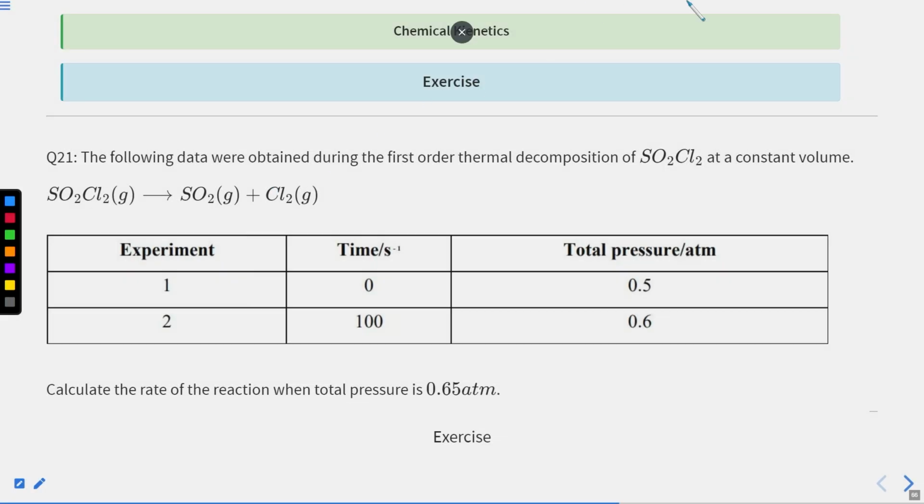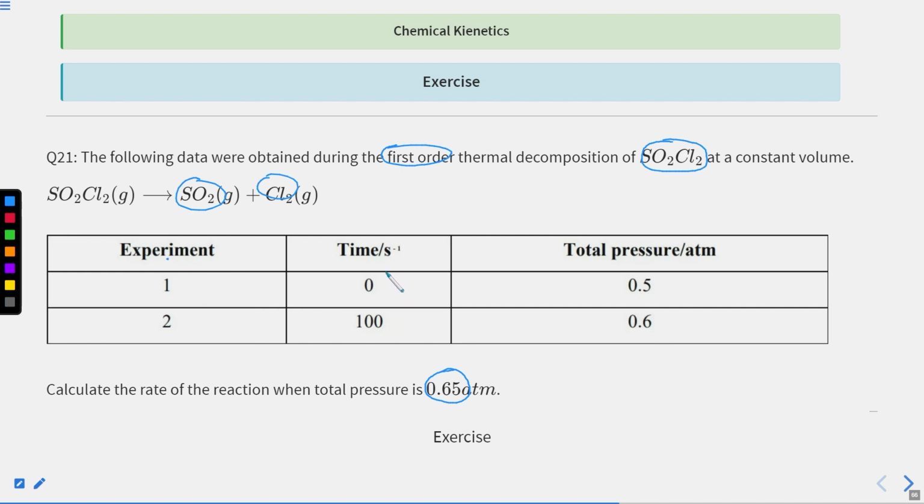So let us continue with the exercise of NCERT, Chemical Kinetics chapter. The question says that the following data were obtained during the first order thermal decomposition of SO2Cl2. It is already mentioned that it is a first order reaction, the decomposition of SO2Cl2 to SO2 and Cl2. Now calculate the rate of reaction when the total pressure is 0.65. It is given that PT, our total pressure, is 0.65, and two sets of experiments are mentioned.